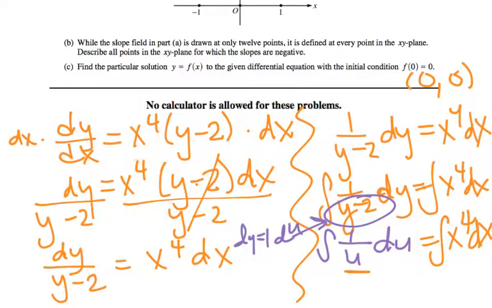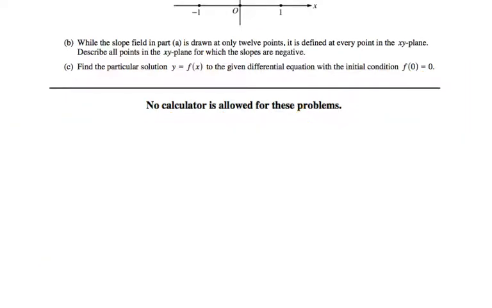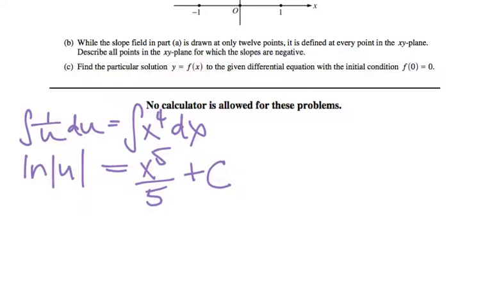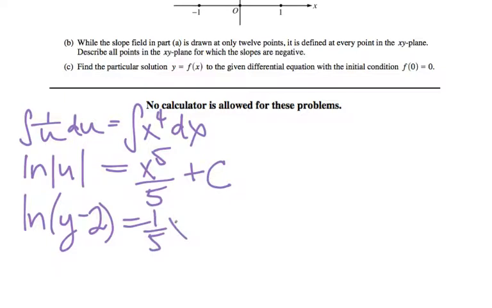I'm going to create some more space for us by clearing this page. So we have this equation, and then we said this integral is going to be the natural log of the absolute value of u. And this is going to be x to the 5th over 5 plus c. Remember, we need a c on one of these sides. I'm going to substitute back in so that this is the natural log of the absolute value of y minus 2 equals 1/5 x to the 5th plus c.